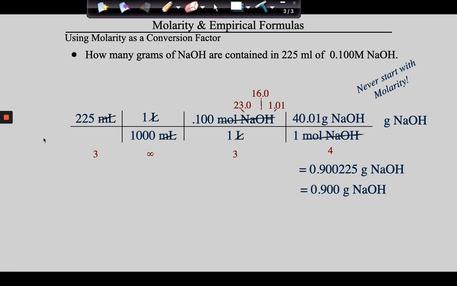Great question. And in this problem, it will always be given to you. If it didn't tell you the molarity of the solution, you can't solve this problem. It has to be given.